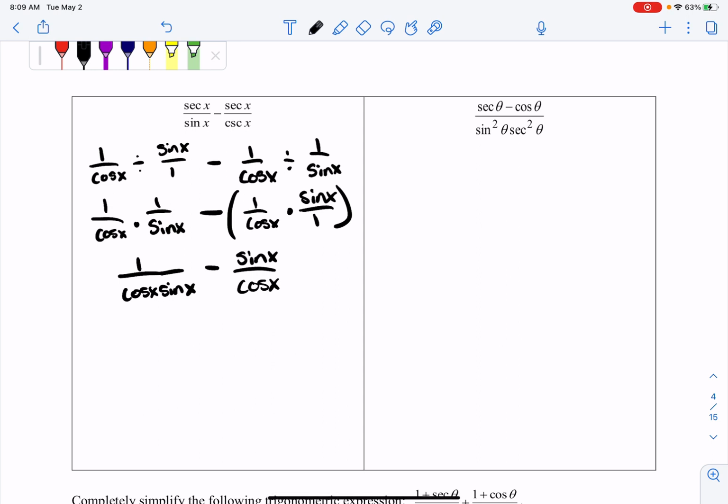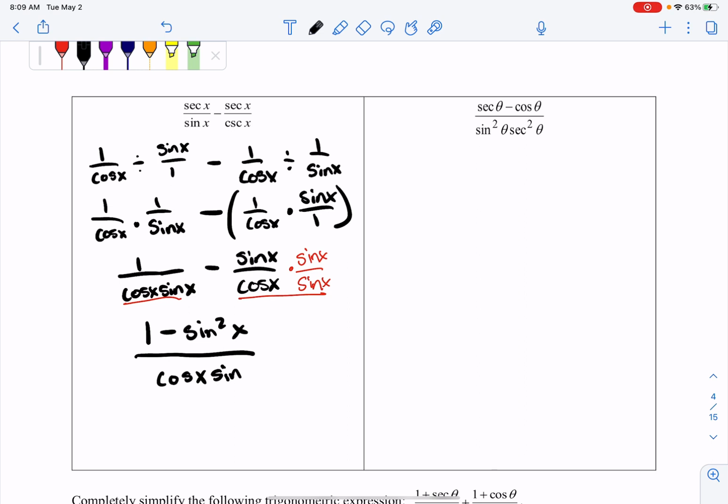All right, in order to do this subtraction problem, we need a common denominator. So I'm going to multiply by 1. And the 1 that I'm choosing to multiply is going to be sine x over sine x, because then my denominator will be the same on both sides. So now we have 1 minus sine squared x on the top divided by, when we subtract, the denominator stays the same. So now we have a common denominator of cosine x, sine x.